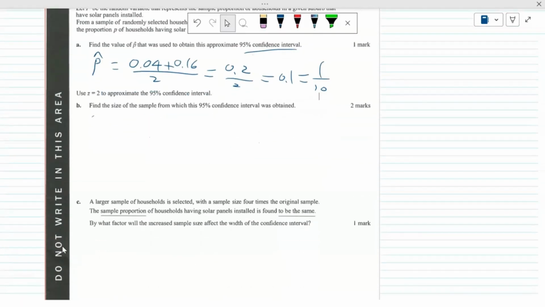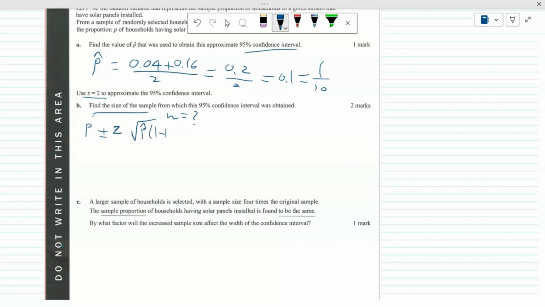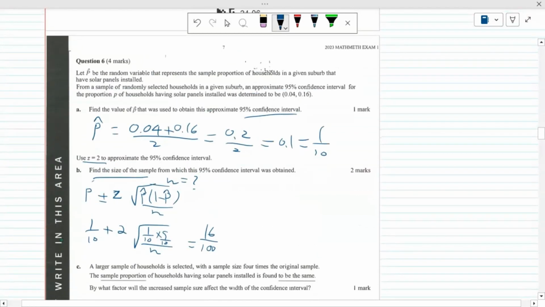All right, now find the sample size. So that is asking us to find the n value from the 95% and the z we use. So we know that it's going to be plus or minus z square root p hat 1 minus p hat over n. So that's my confidence interval. So if I use the upper confidence interval, it's going to be 1 over 10 plus 2 square root 1 over 10 times 9 over 10 over n. The whole lot equals 16 over 100, because it's better to deal with fractions than decimals.